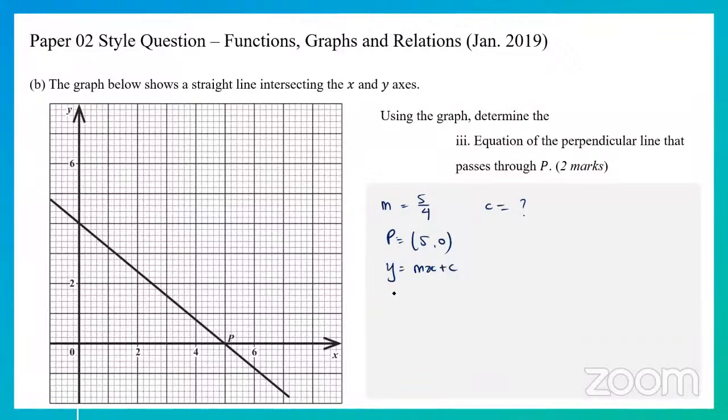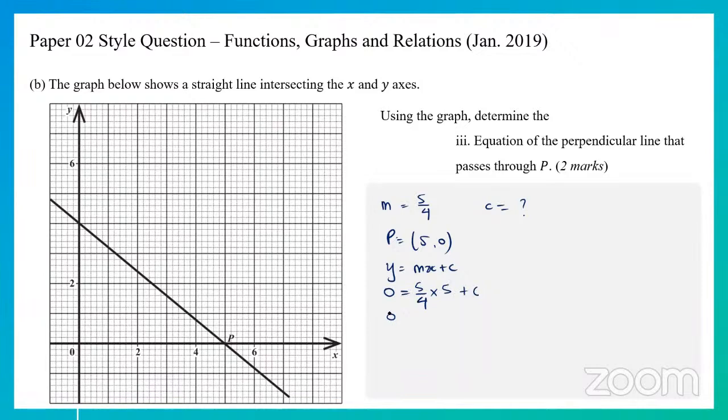And I'm going to write my values that I now know. So y here being 0. So you're going to take y and x from the point that you're given. So y is equal to 0 and x is equal to 5. Our gradient is 5/4. So 0 is equal to 5/4 times 5 plus c.